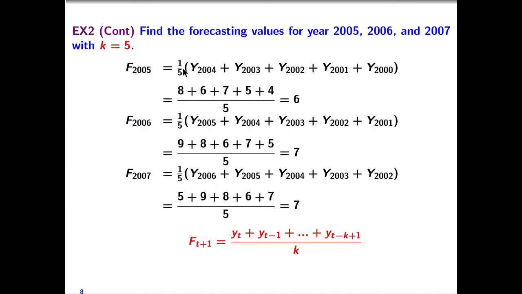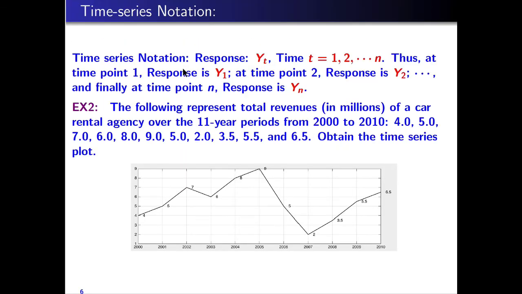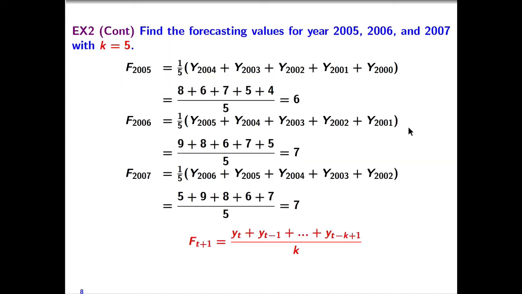Now, go back to our data. You can see we have the values starting from 2004. So you have 2000, 2001, 2002, 2003, and 2004. So you have 8 plus 6 plus 7 plus 5 plus 4 over 5. So that's how we compute the forecasting value for 2005. So 8 plus 6 plus 7 plus 5 plus 4 over 5 is 6.